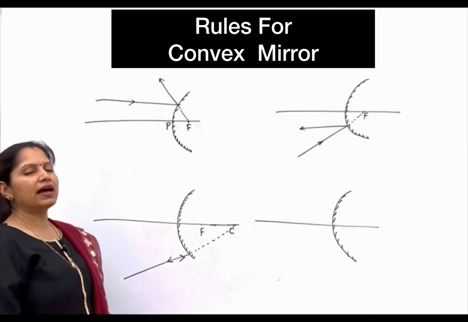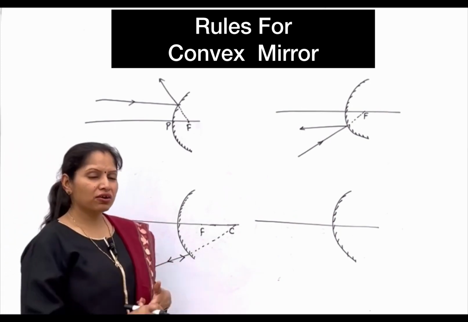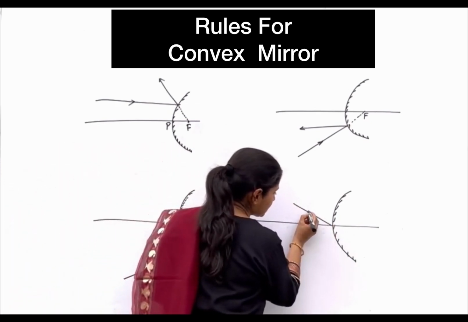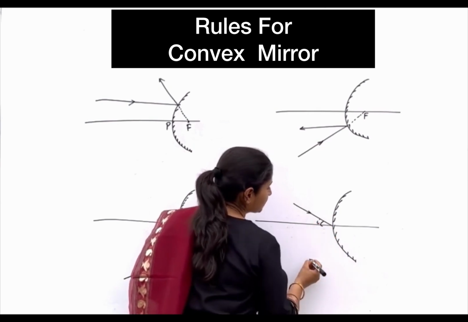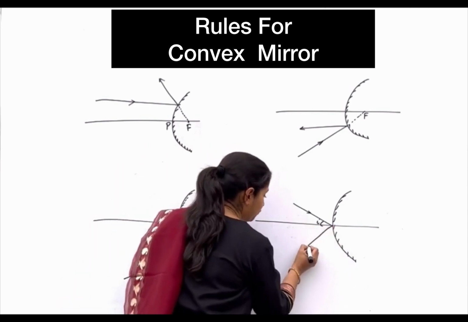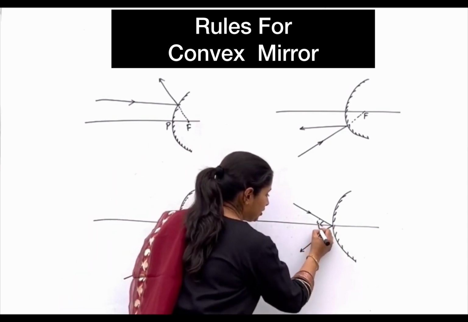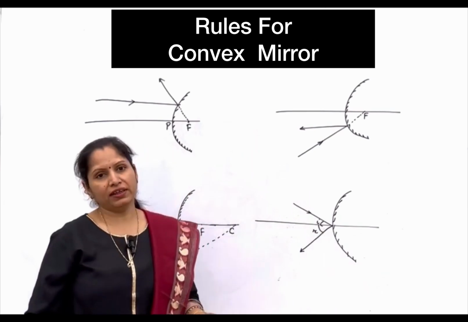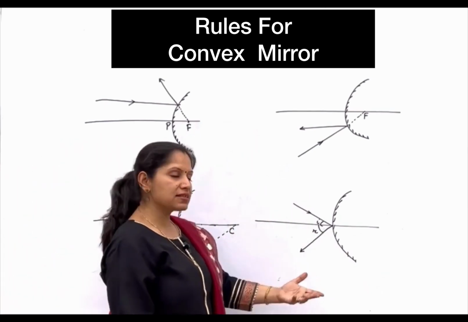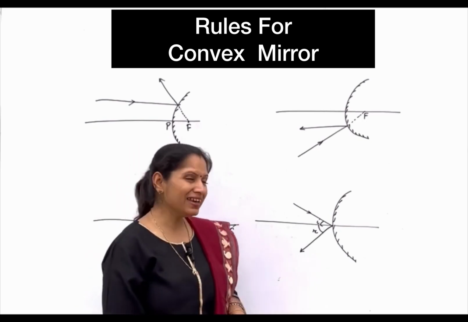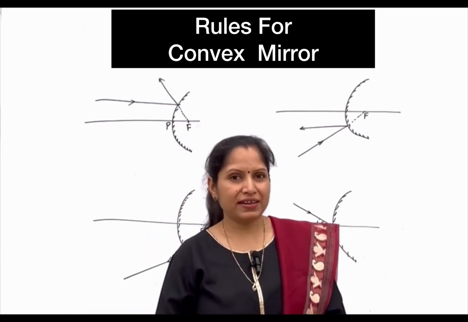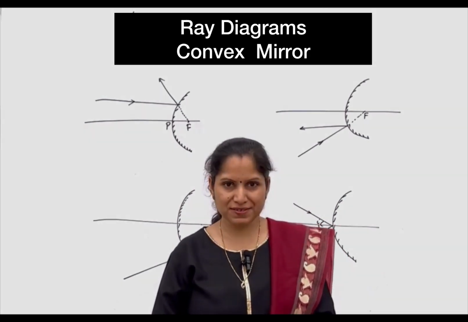And now the last rule, which is the same for every mirror, concave, convex or plane: the angle of incidence, which is the angle between the incident ray and the normal, and the angle of reflection, which is the angle between the reflected ray and the normal, are both equal. So that is true for every mirror. That is one of the laws of reflection, that the angle of incidence is equal to the angle of reflection. Okay, so these are the rules for drawing the ray diagrams for convex mirrors. Now let's draw the ray diagrams for convex mirrors.